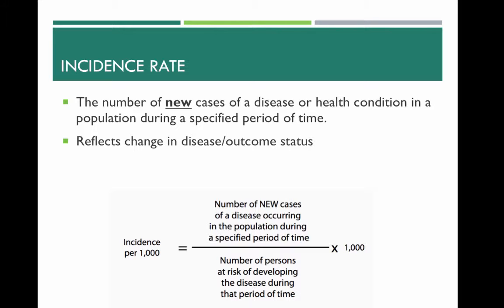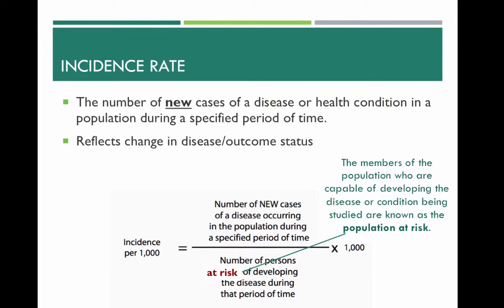Okay, so now let's shift from prevalence to incidence for a minute. Incidence rate describes the rate of disease in a group of individuals over a certain period of time. This period of time is included in the denominator. The numerator in an incidence rate is always the number of new cases of disease, and the denominator is the population at risk. So we define at risk as someone who's capable of developing the disease.